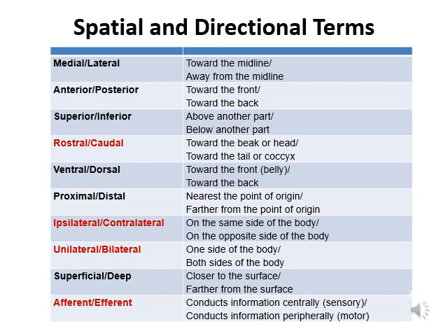And when we talk about the nerves, we use afferent and efferent. Afferent means sensory nerves that conduct the information centrally. And efferent means conducting the information peripherally. That's a motor nerve.